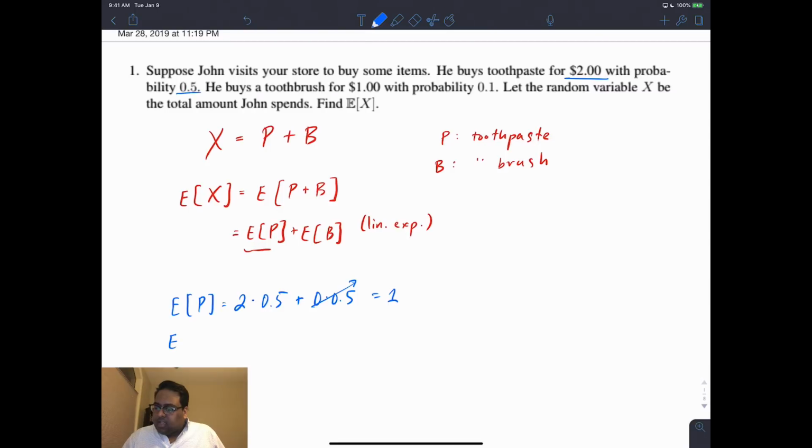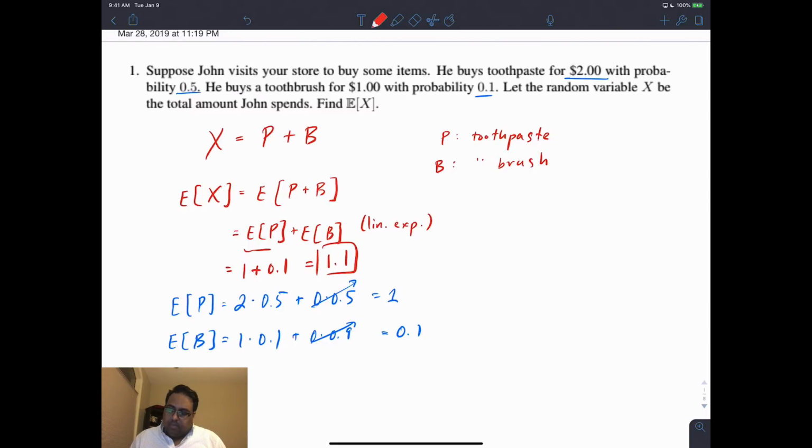Similarly, the expectation of how much he spends on the toothbrush is $1 with probability 0.1, and then with the remaining probability he just doesn't buy it, so we're left with 0.1. Okay, and so now I can say this is 1 plus 0.1, which is 1.1. So the expectation of X, where X is the total amount he spends, is 1.1. Okay, pretty straightforward.